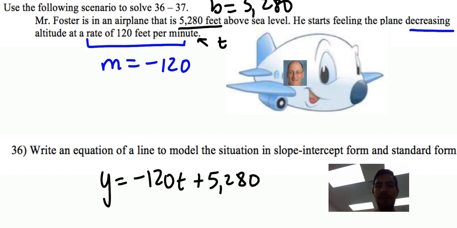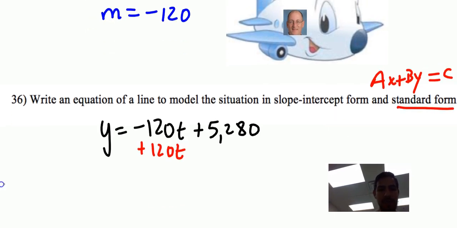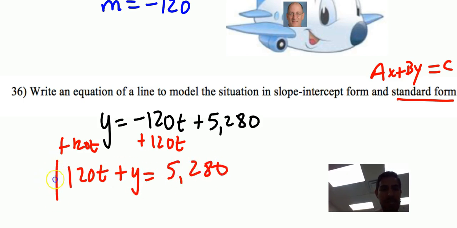Now the standard form is when you have x's and y's on one side of the equation and numbers on the other side. Here, my y's and my t's are not on one side of the equation. I need them on one side of the equation. So what I'm going to do is I'm going to go ahead and add 120t to both sides. And I end up getting 120t plus y equals 5,280. That's in standard form.